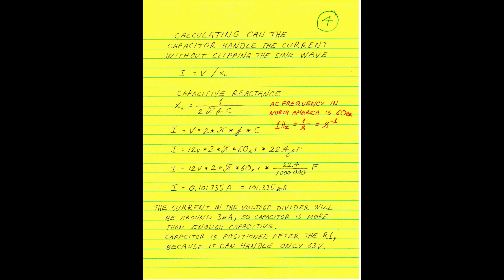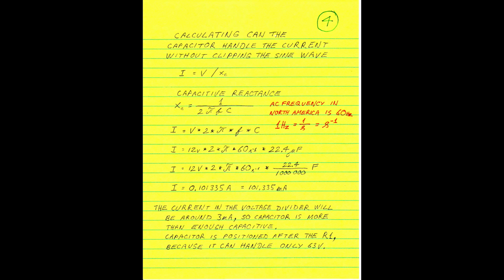Calculating: can the capacitor handle the current without clipping the sine wave? I equals V over XC, where XC is capacitive reactance. XC equals 1 over 2 pi FC, where F is frequency and C is capacitance. AC frequency in North America is 60 Hertz. 1 Hertz equals 1 over second, that's equal to s to the minus 1.